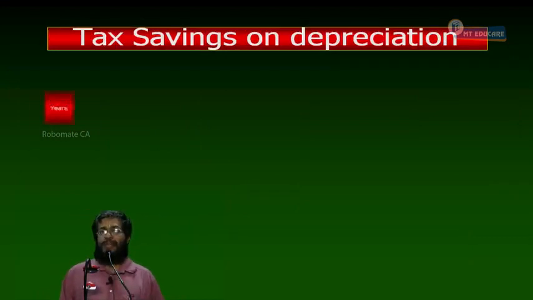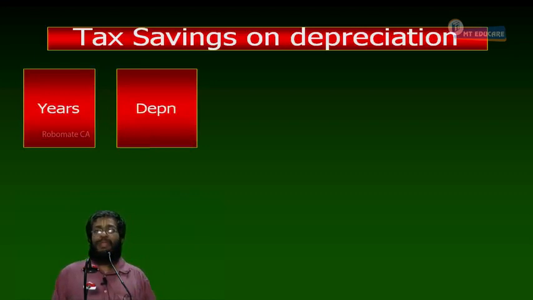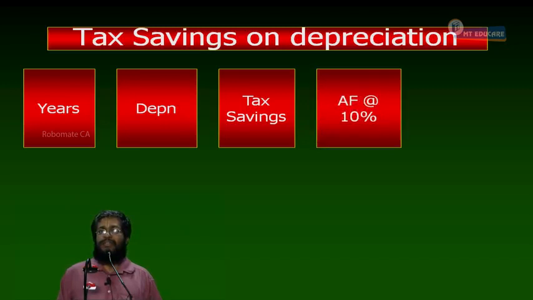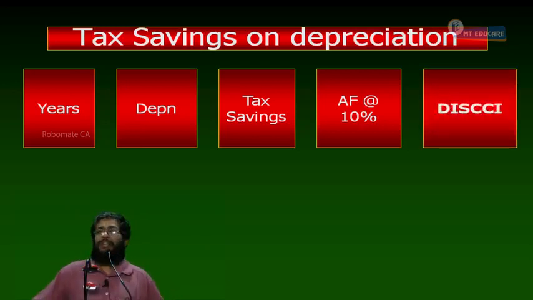Now, next, add this table. Years, depreciation, tax savings, annuity factor at 10%. What is so special about 10%? That is the return the lessor wants, it's an IRR. Then annuity factor at 10% and discounted cash inflow. Now, tax savings is going to be an inflow or not? So: depreciation, tax savings, annuity factor at 10%, discounted cash inflow.